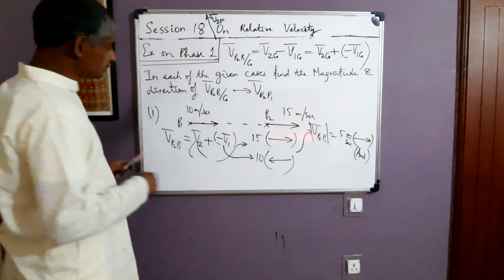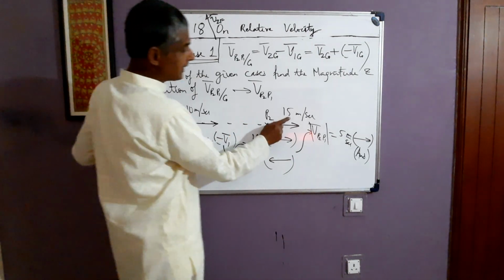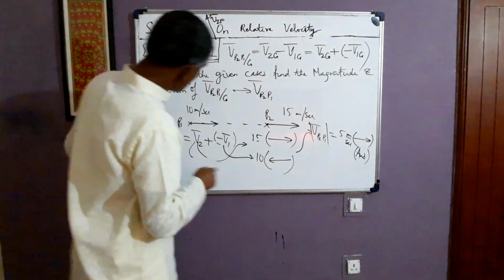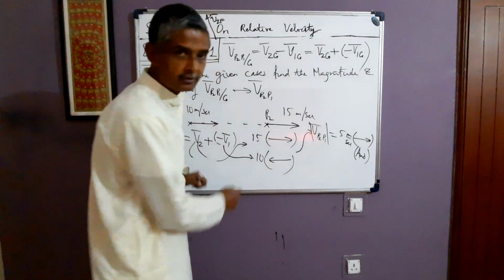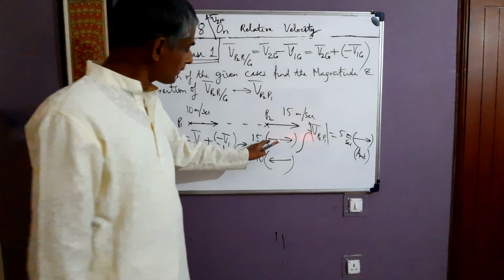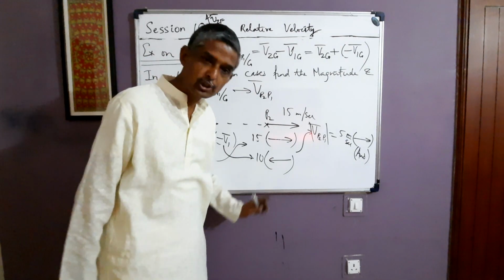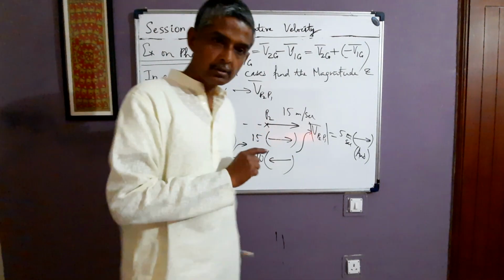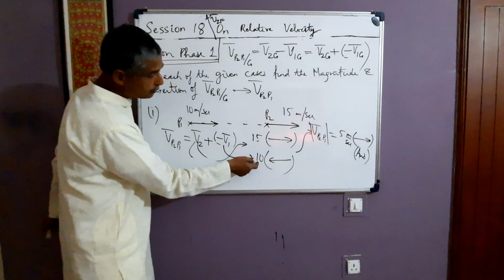So in this case we do it this way. You have to find P2 with respect to P1. We reverse this and add it vectorially to 15. Now this V1 is 10 right, so if we reverse it, it will be 10 left. Now we have to add 15 right and 10 left. Once we have reversed it, we just have to follow the usual rules of vector addition. That's all. Now we have to add these two vectors.